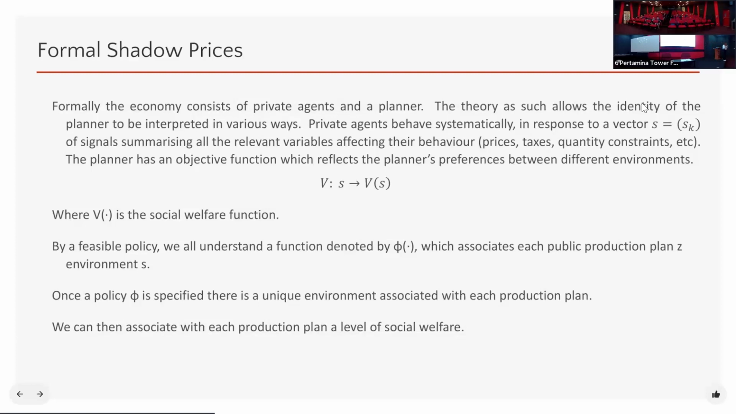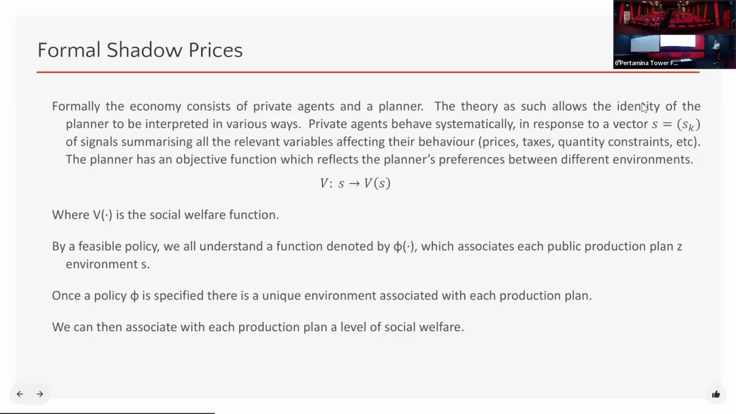So imagine in the future, you're going to be central planners, and you have this social welfare function, and you want to choose a phi that associates each public production plan set with the environment S. Imagine that you're trying to build a bridge or a hospital. The agents in the market behave in a certain way. So they have certain constraints, and they signal, they have certain prices. So this is S, okay?